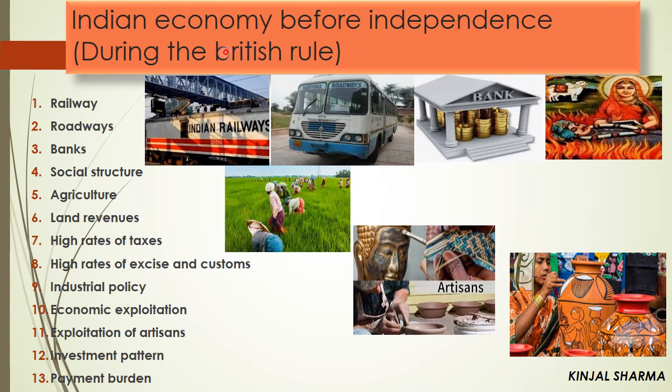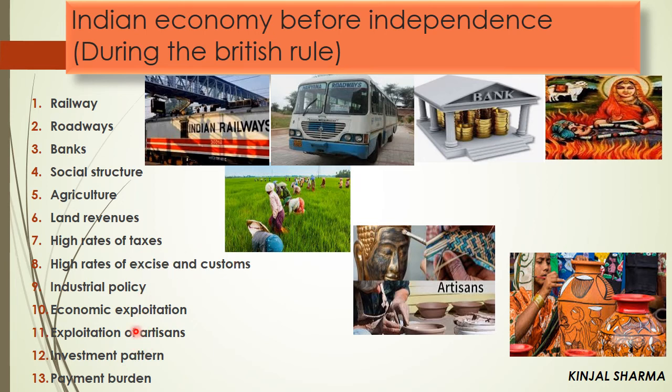So we can summarize these points. Railways and roadways were constructed so that goods could be transported easily to their industries. Then banks, social sector, agriculture. Apart from it, they used to collect a very high amount of taxes from the poor people. Even the rich used to pay a smaller amount of tax, and the poor people used to pay a high rate of taxes. Then a high rate of excise and customs.